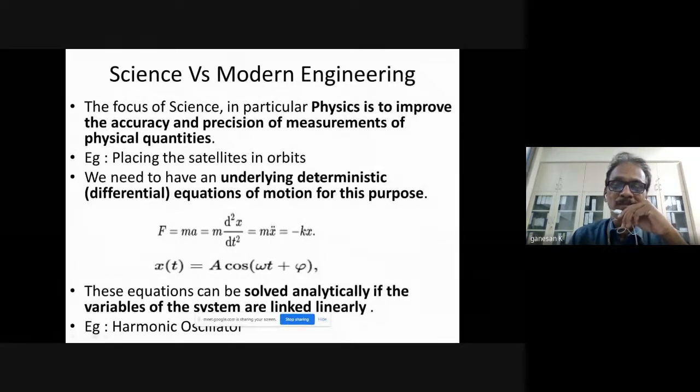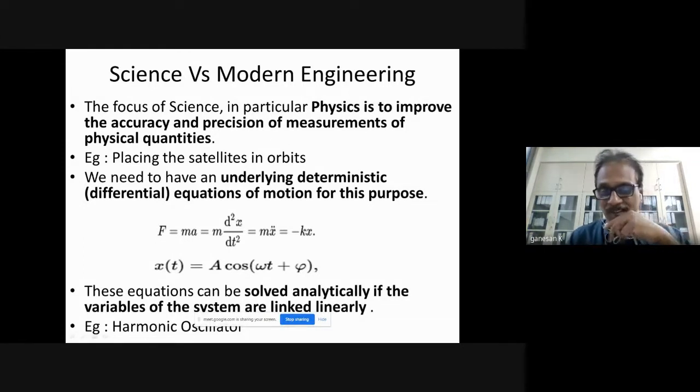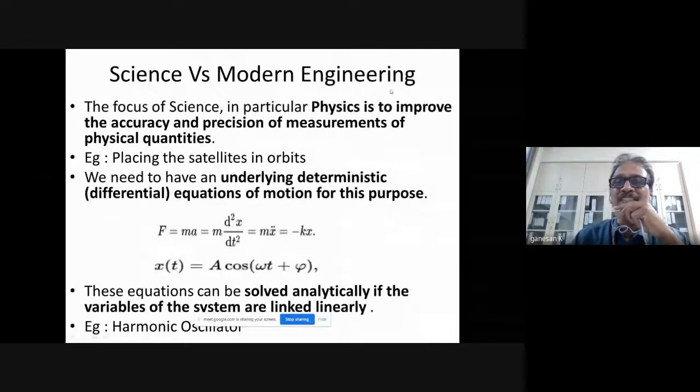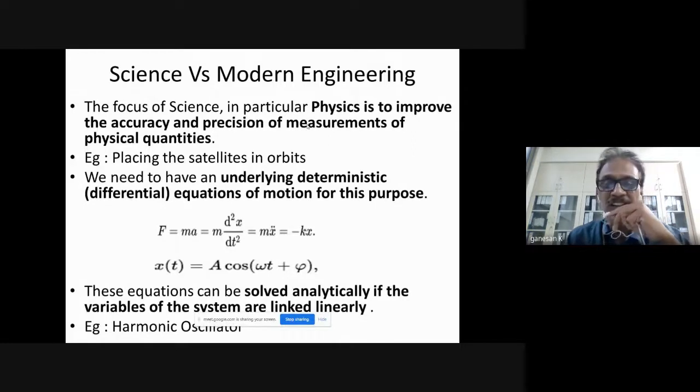So before starting the presentation, let me have a clear understanding of what we are trying to solve by and large, given a problem in science as well as in modern engineering. For example, if you take the focus of science in particular, like in physics or even classical physics, it is to improve the accuracy and precision of measurements of any physical quantity. It may be that you want to measure time very precisely, or you want to measure the trajectory of a particle very precisely.